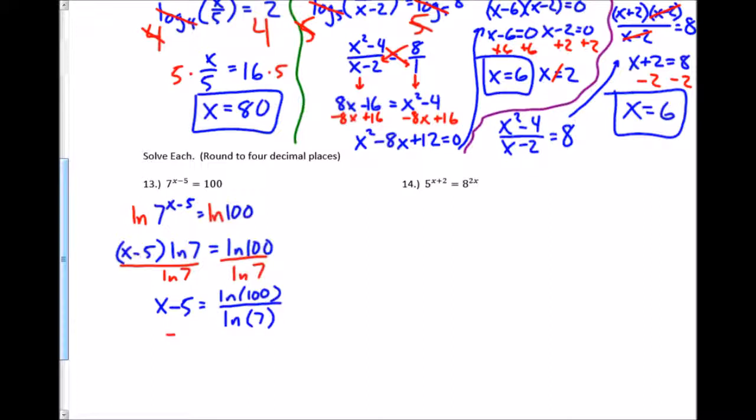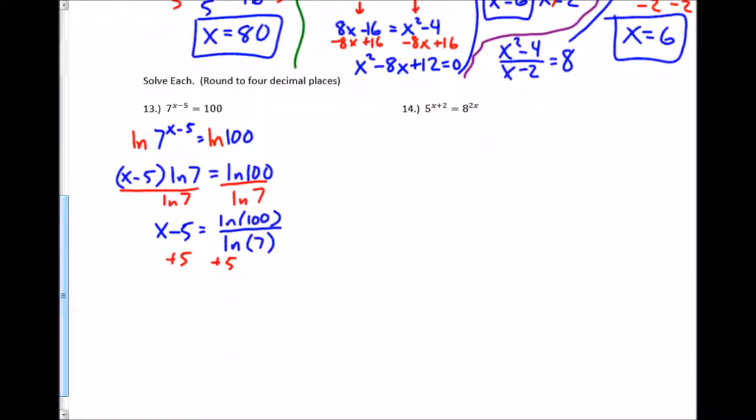So now this is just a job for my calculator. I'm going to be plugging in the natural log of 100 divided by the natural log of 7 and then adding 5 to that. Okay, so I'm going to plug that in. And when I do that, I find out that x equals 7.3666, rounding to 4 decimal places. Okay, that's it. The next one is a little bit more complicated.